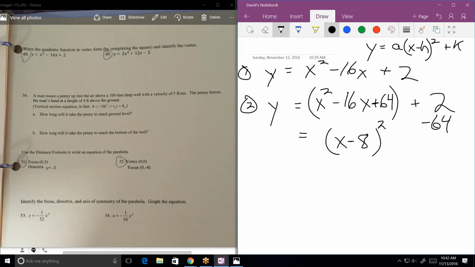And we combine the two numbers, so we get minus 62. And now look what we have. We have it in perfect vertex format. Okay. Where's the vertex? Negative, or 8, negative 62. Correct.